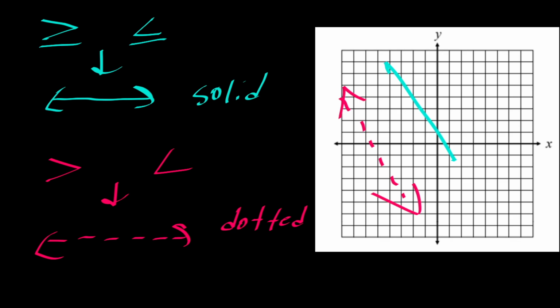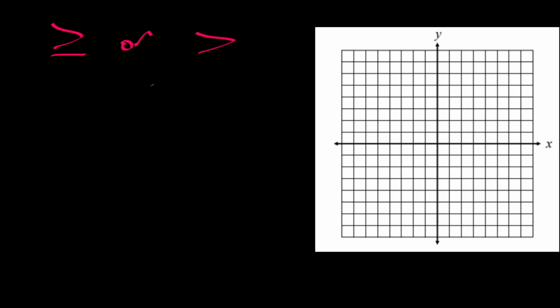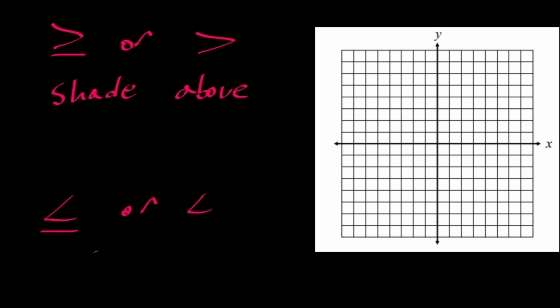All right, so that's the first thing. Then the last part, because everything else works the same, which is good for us, is this. If you see greater than or equal to or greater than, that means you're going to shade above the line. So shade above. If you see less than or equal to or less than, you're going to shade below. So that's really the main rules we have to remember.